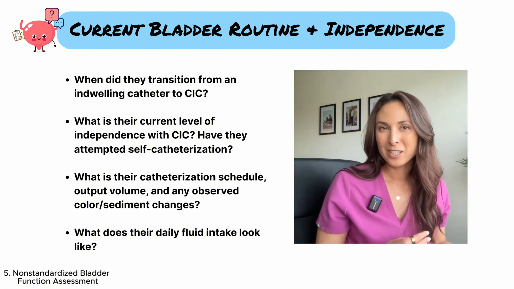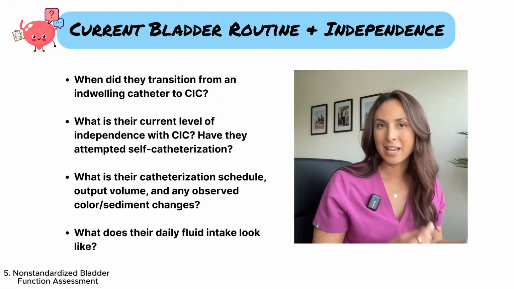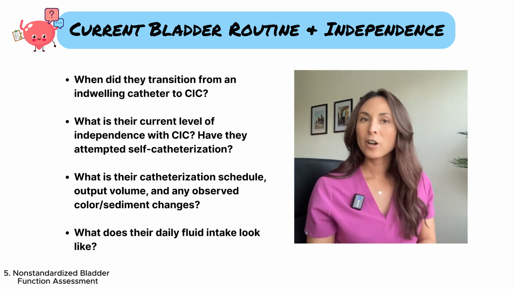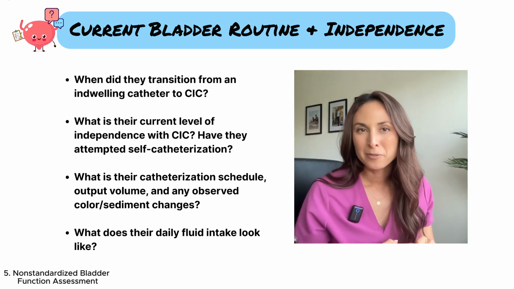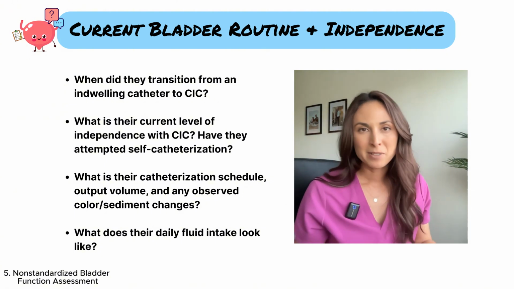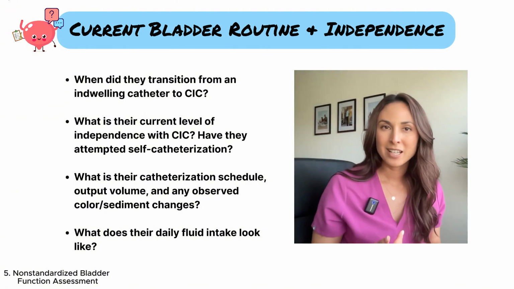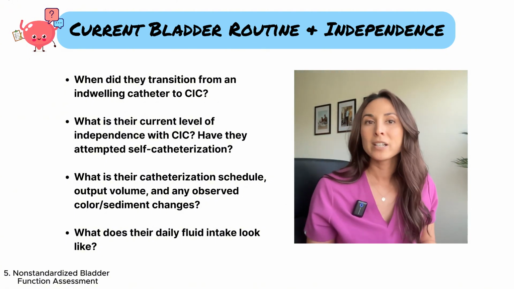What is their current level of independence with CIC? Have they attempted self-catheterization, or are they still relying on nursing staff? What is their catheterization schedule? Their output volume? Are there any color or sediment changes? This can indicate hydration levels, possible infections, or any other health concerns.